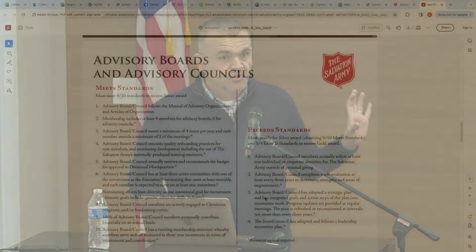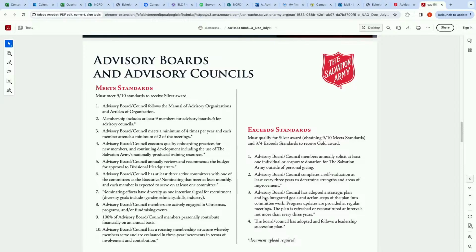So with that, if you look up on the screen, you will see the standards of excellence that have been written for a board or a council. Now, here's one thing to know about the standards of excellence. I'm trying to do this as a crash course: Advisory Organization Standards of Excellence 101.